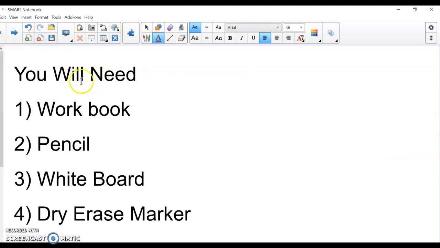So when we get started today, you'll need the following things. You need your workbook, you need your pencil, you need your whiteboard, and you need your dry eraser marker. Try and get all those things if you have them. If you need to pause the video now, go ahead and do that while you go get those things. And you're going to hear me say that a couple of times today and in every video. Pause the video here if you need to. You can always rewind and re-listen to some of the things as well.